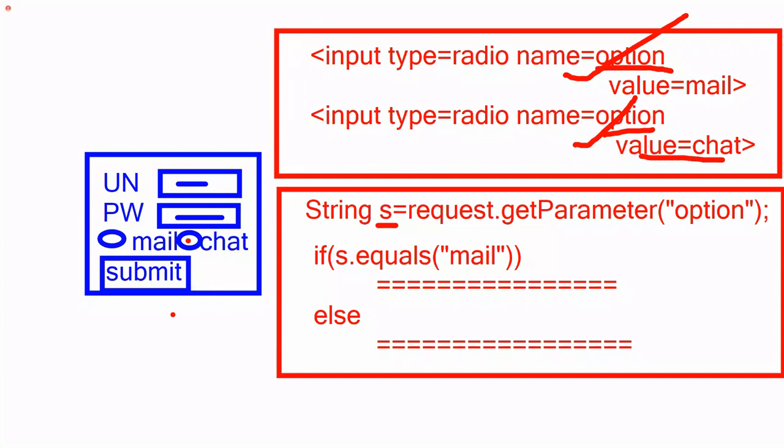But what is the problem here? Suppose in future, one more service is introduced in that website, online shopping. Then one more radio button you have to write, and here an else if you have to write. Suppose movies: like mail, chat, news, sports, movies, shopping. So many services will be there, no? If they introduce one more service, again a radio button, again an else if. Like this you have to modify.